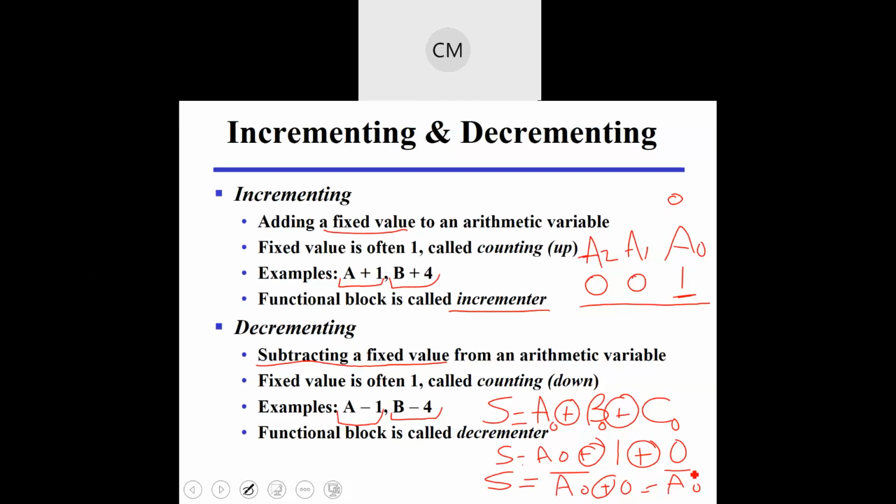So now S is equal to A bar 0. Okay? So this is S0. This is what you will be using in the assignment to find the values of S0 and C0, S1, C1, and S2, C2. So you need these equations to find the formula for S and for the carry.